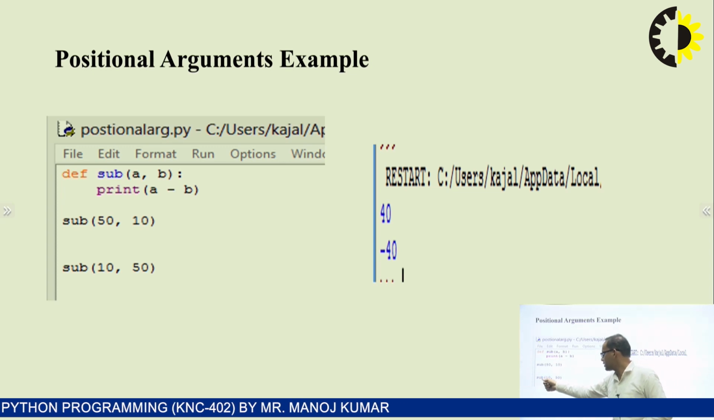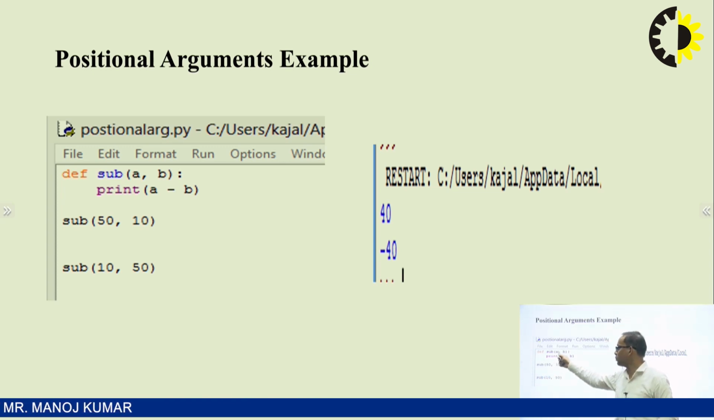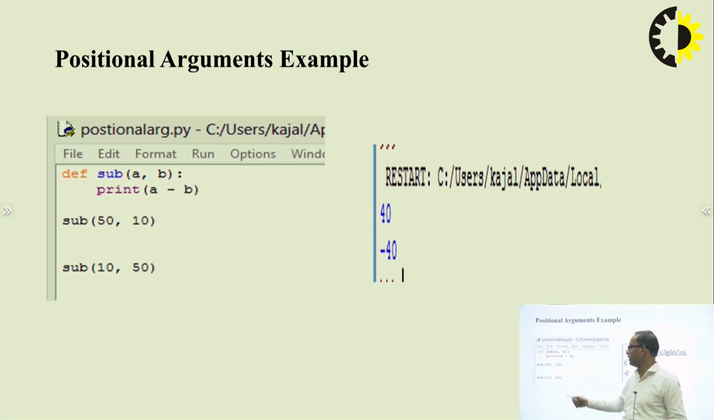Again, in this case the first argument is 10. It means 10 will map to a and 50 is mapped to b. So the value of a will be 10 and the value of b will be 50. So a minus b will be 10 minus 50, which is minus 40. So when the first function is called the output will be 40, and when this one is called the output will be minus 40.